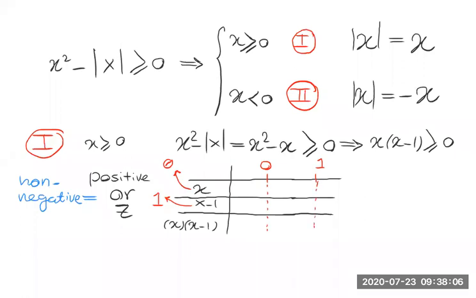Well, before 0, x is negative. At 0, x is 0. After 0, x is positive. Before 0, x minus 1 will be negative, for example, minus 1. Between 0 and 1, x minus 1 is still negative. For example, 1/2 is there, and 1/2 minus 1 would be negative 1/2. At 1, it will be 0. After that, it would be positive.